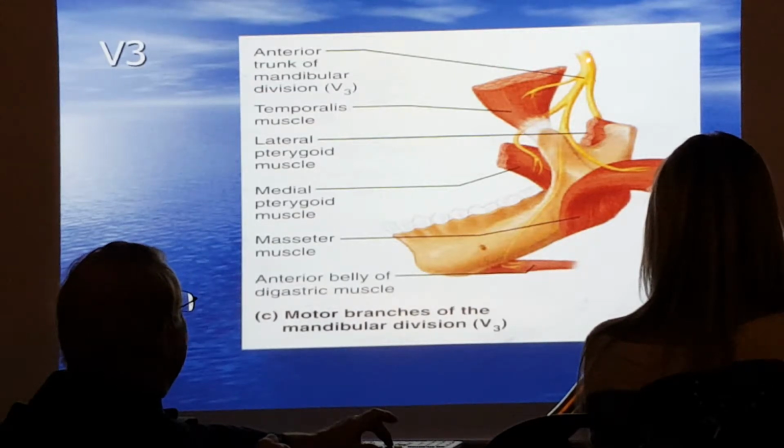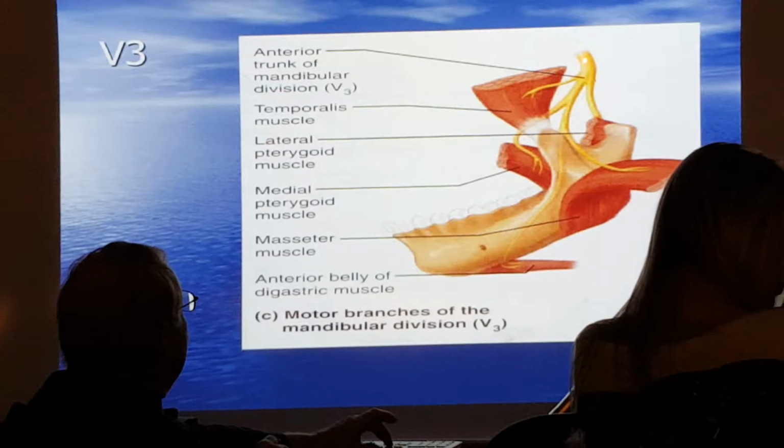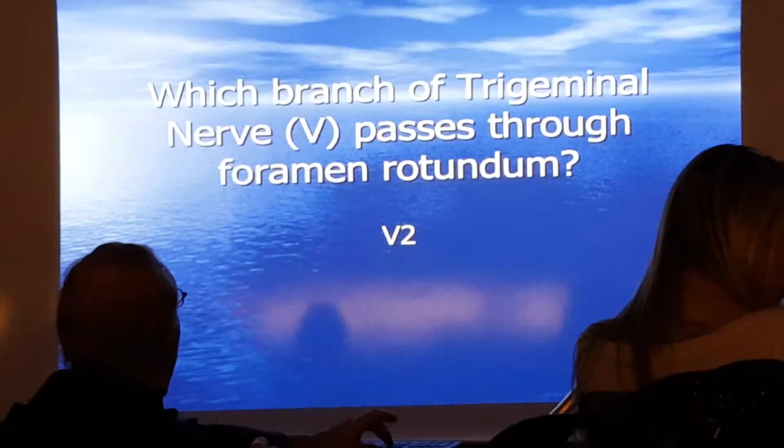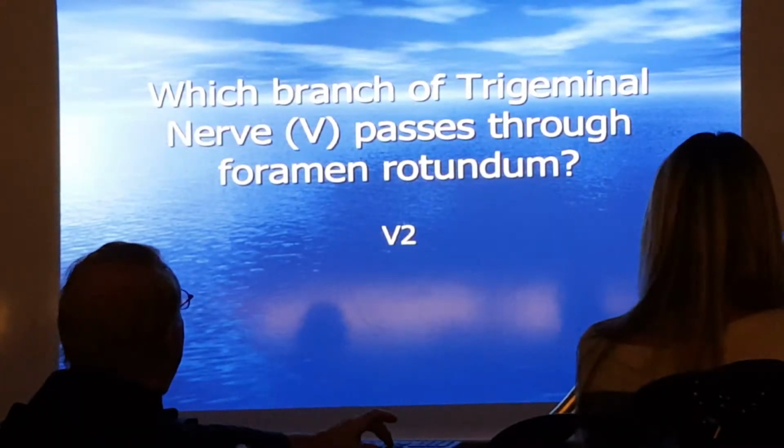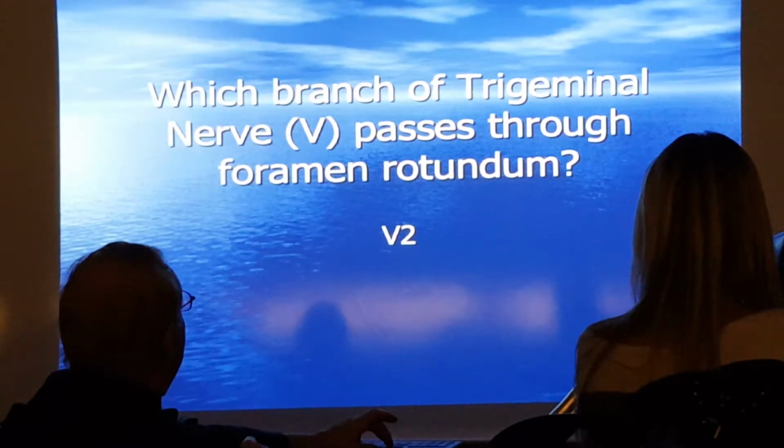I could just show you this picture and ask, which branch? Name the nerve branch. Which branch of the trigeminal nerve passes through the foramen rotundum, I could ask you. And you would write, what's the name of that branch? Maxillary branch.